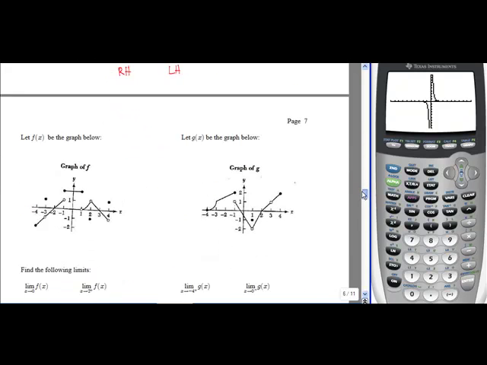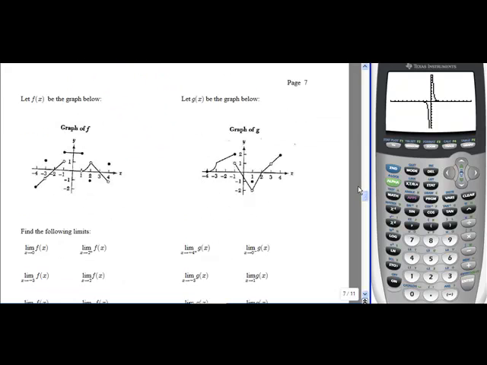Okay, now the next two examples that we're going to look at are very, very typical of the kinds of problems you'll see in your homework with this section. And it's going to require that you're very careful and you look at the graphs and you make sure that you're looking at both the left and the right sides, or whatever is appropriate for the question that's being asked.